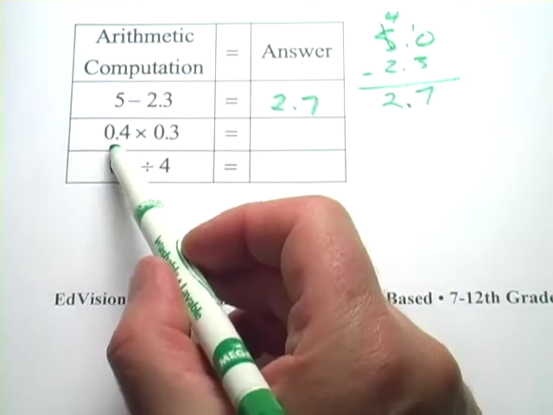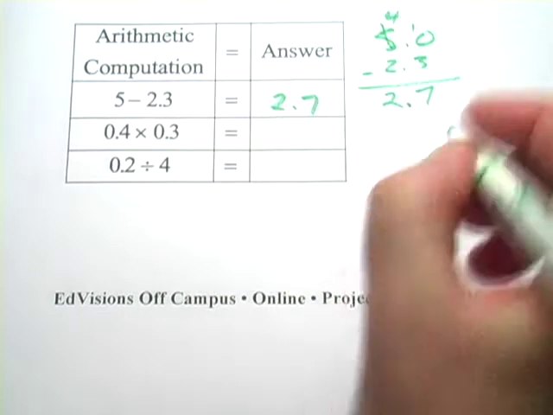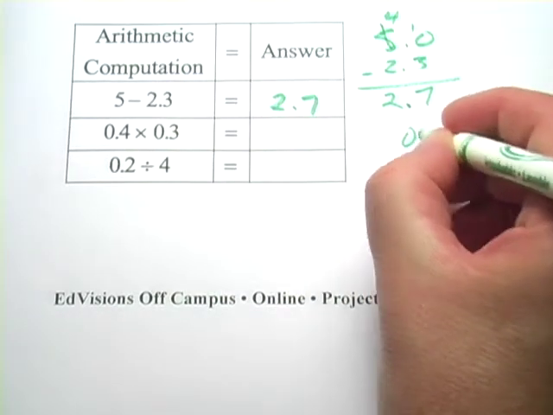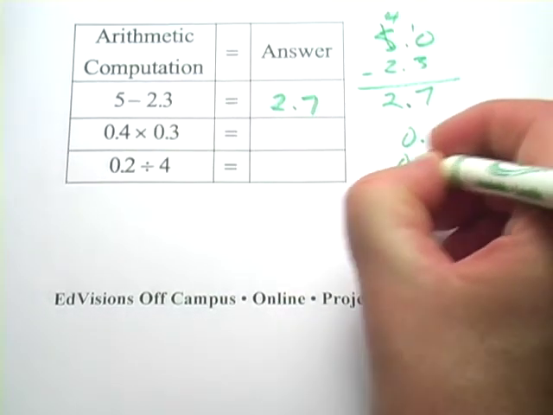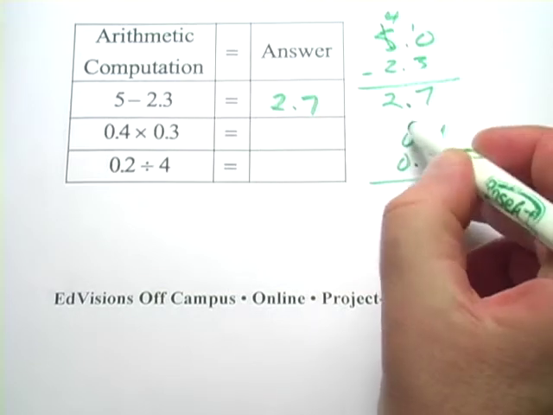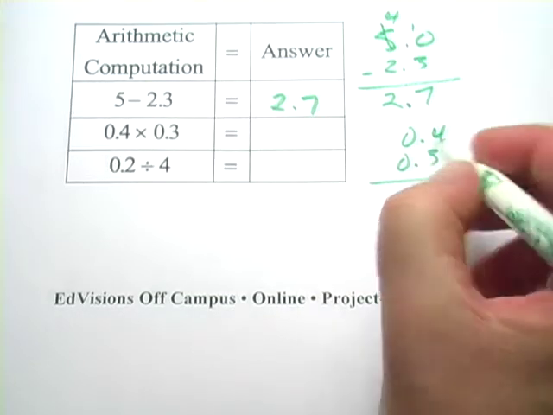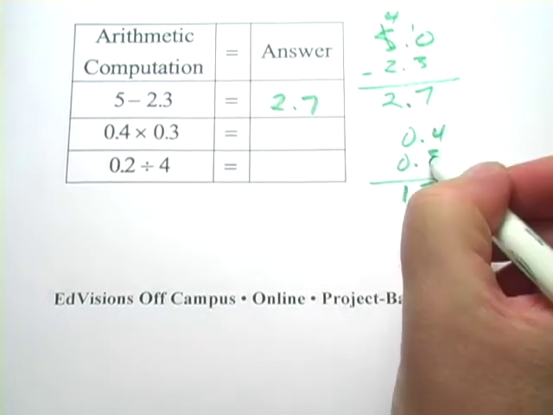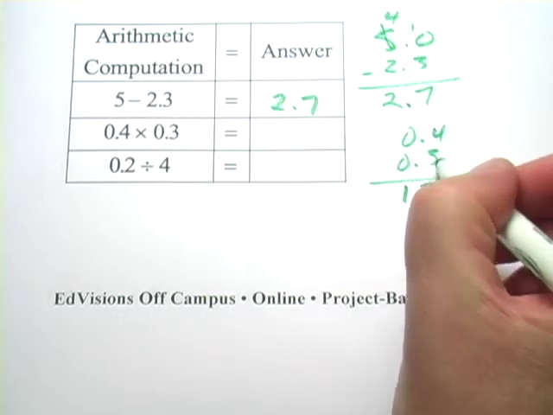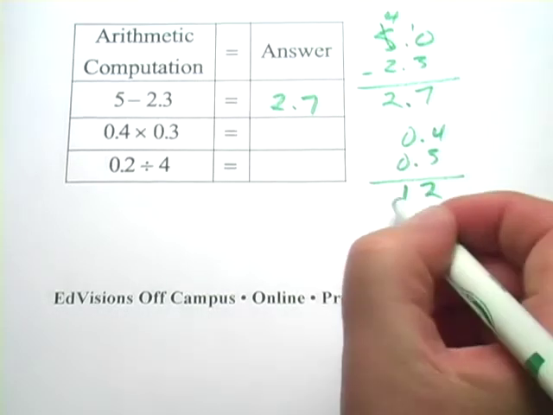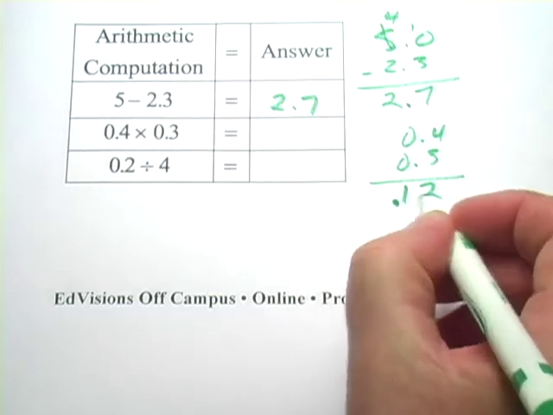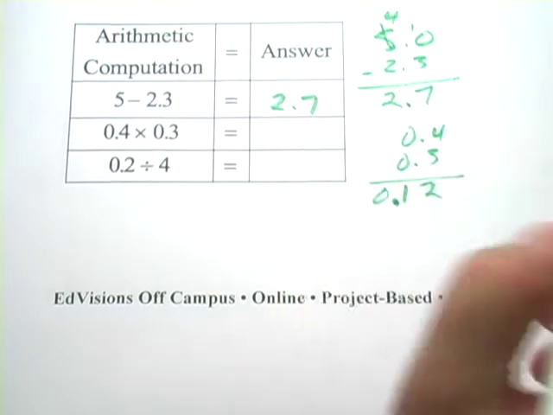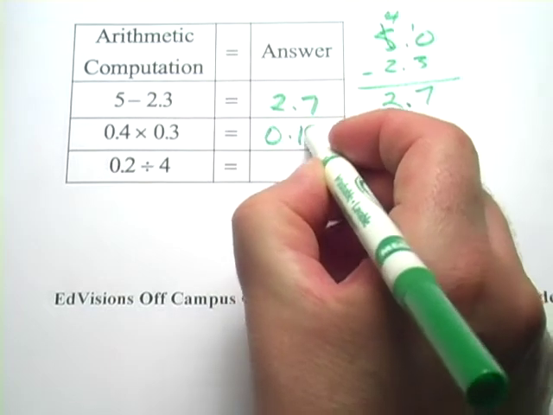All right, the next problem is 0.4 times 0.3. Set that up. So I can ignore these zeros out here. 3 times 4 is 12. And how many numbers do I have behind the decimal place? Well, 1 here and 1 here. So that's 2. So I can put my decimal point right here and have 2 numbers behind the decimal point. So that's 0.12.